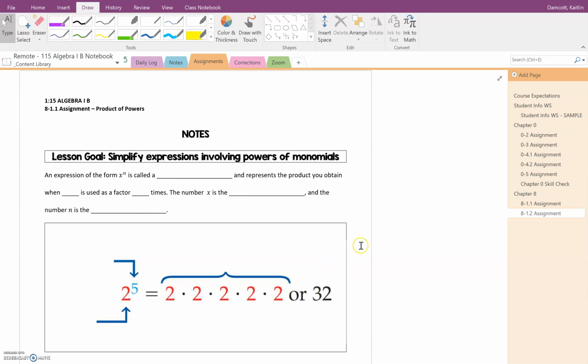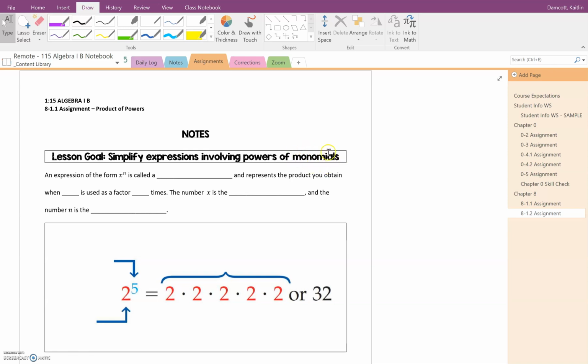Welcome to the second assignment that we're looking at in Chapter 8. This is the 8-1.2 assignment. It's located in your assignment tab of your notebook. This particular assignment is focused on finding the product of powers, so we're going to talk about what that means. By the end of the lesson, we should be able to simplify expressions involving powers of monomials.